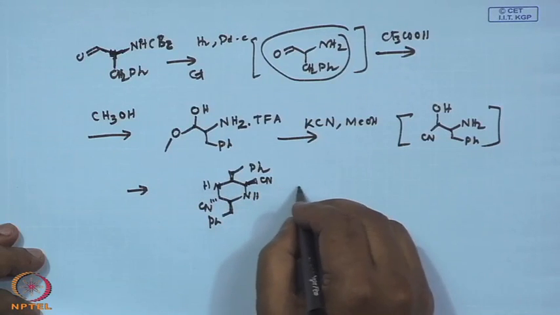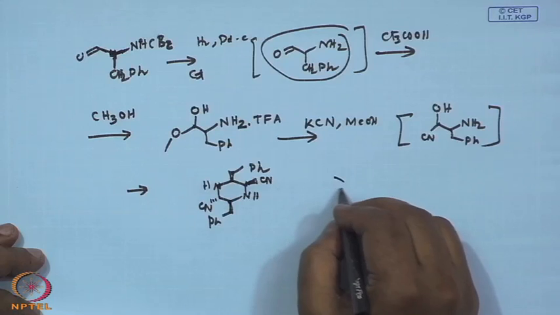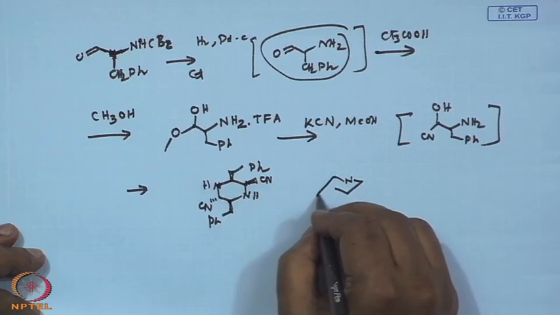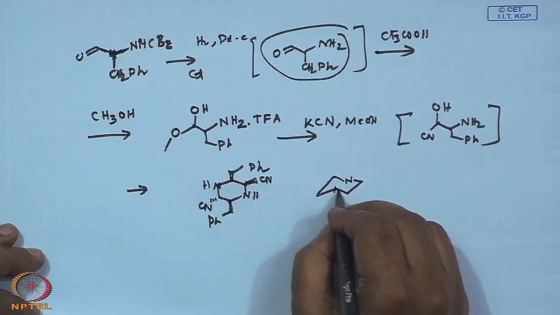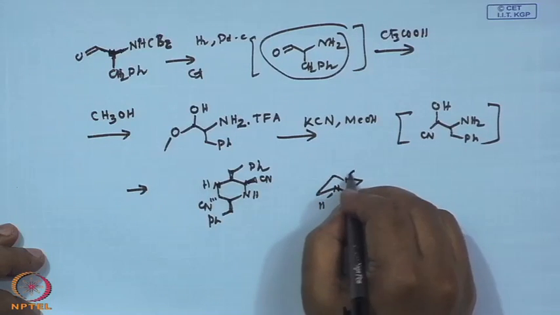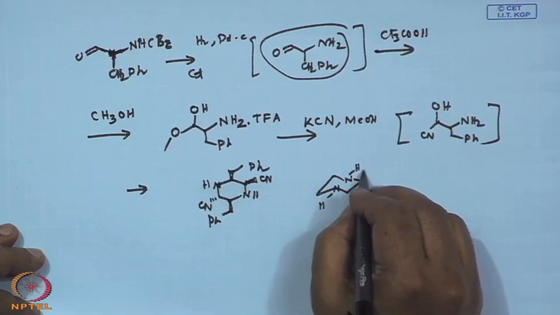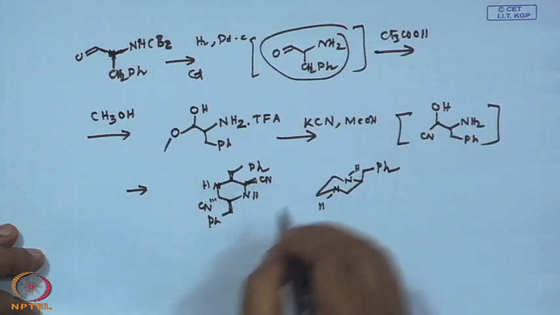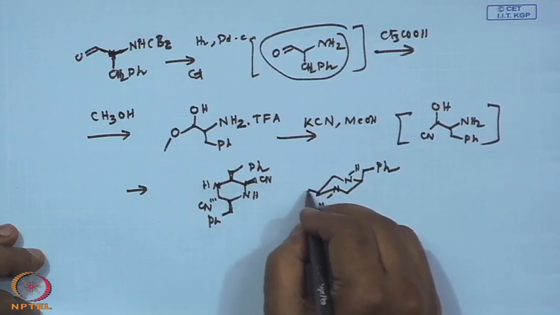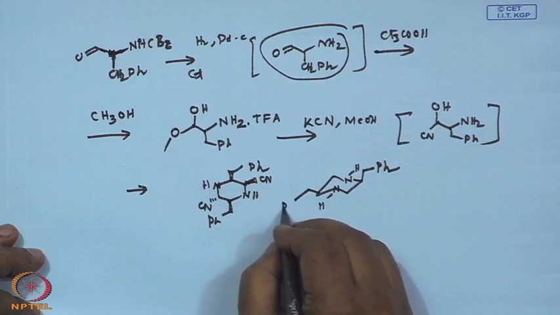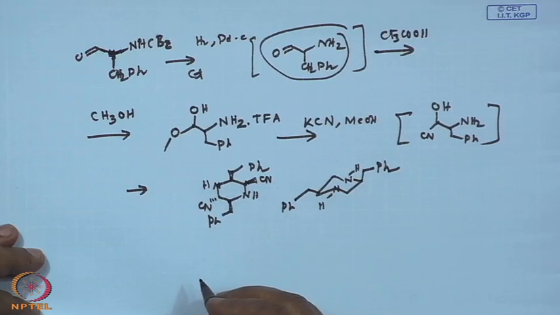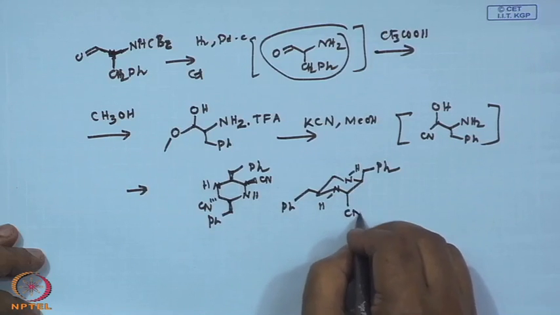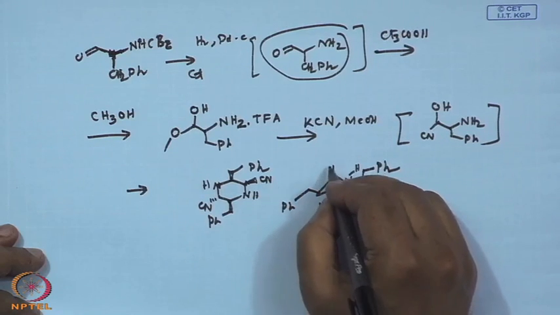But if you take the X-ray structure of this molecule, what will you find? You will find a nice orientation, which would be like this: hydrogen, and this benzyl group is axial. This benzyl group is equatorial, because they are cis to each other. And what else will you find? This cyanide is now axial, and this cyanide is axial.